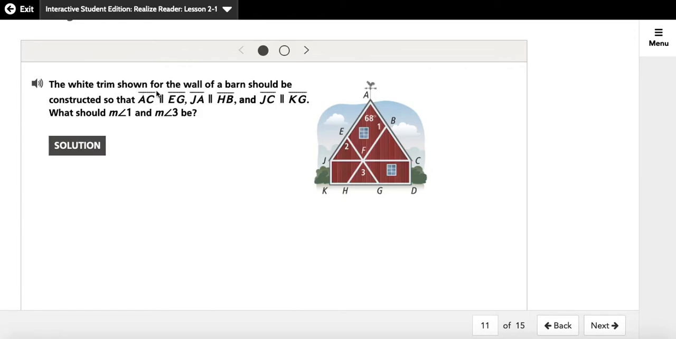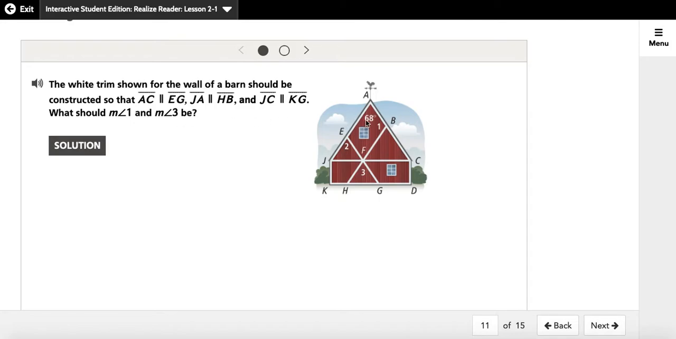The white trim shown for the wall of a barn should be constructed so that segment AC is parallel to EG, and segment JA is parallel to segment BH, or HB, and segment JC is parallel to segment KG. What should the measure of angle 1 and the measure of angle 3 be?